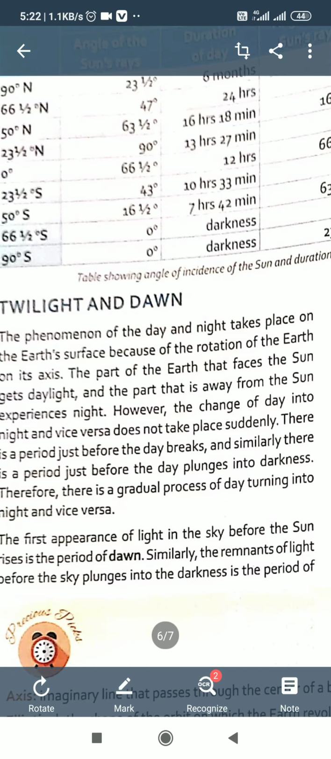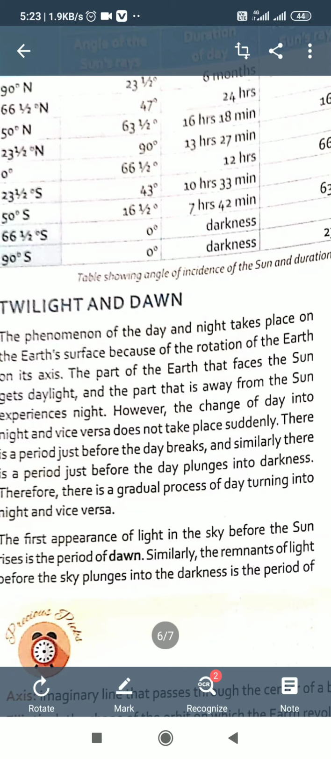The phenomenon of day and night take place on the earth's surface because of the rotation of the earth on its axis. The part of the earth that faces the sun gets daylight, and the part that is away from the sun experiences night. However, the change of day into night and vice versa does not take place suddenly. There is a period just before the day breaks, and similarly there is a period just before the day plunges into darkness. Therefore, there is a gradual process of day turning into night and vice versa.